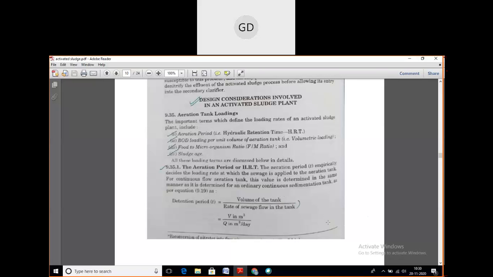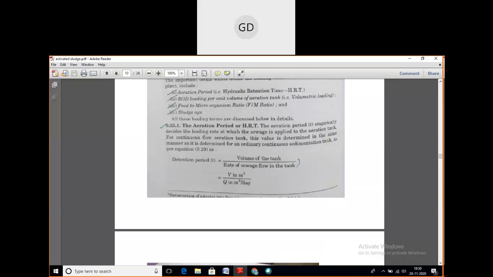The formula is the volume of the tank divided by the rate of sewage flow in the tank. The aeration period tells about the loading rate at which the sewage is applied to the aeration tank. It empirically decides the loading rate at which the sewage is applied to the aeration tank. So you see here, this is the detention period formula.